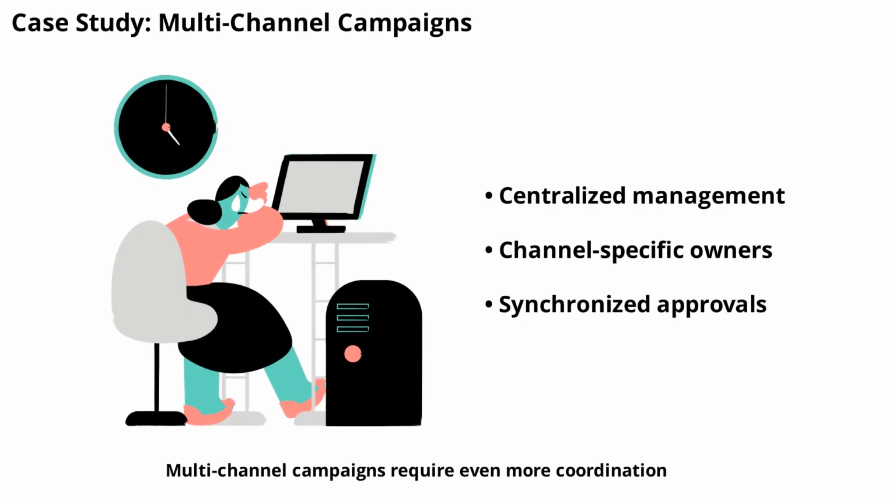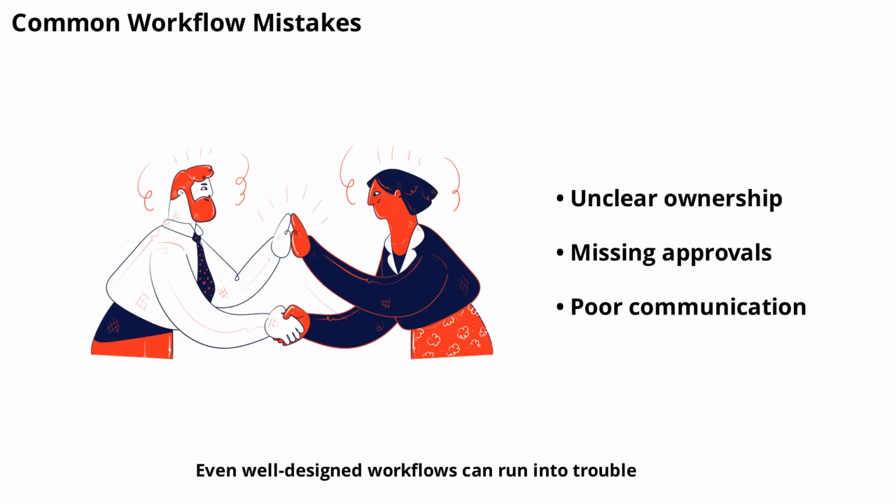Multi-channel campaigns require even more coordination. Workflows must account for different content formats, approval processes, and launch schedules across channels like email, social media, and web. Use your automation tool to centralize workflow management, assign owners for each channel, and synchronize approvals to ensure a unified campaign launch.